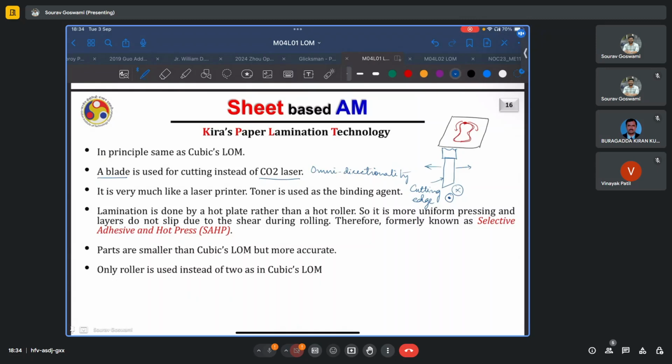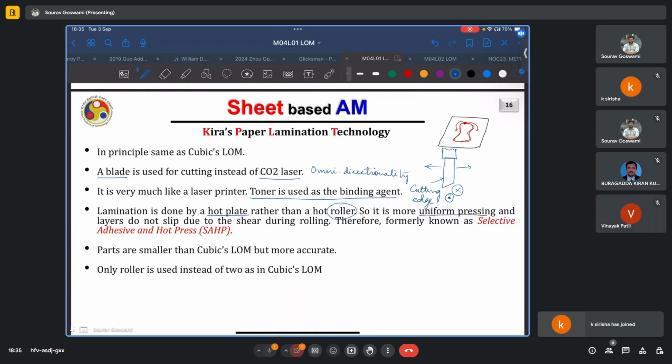The process is very much like a laser printer, and here a toner is used as the binding agent. Lamination again is done by a hot plate. Remember in the previous case of laminated object manufacturing, you had a roller which would roll across the surface from one side to the other. This offers certain advantages. One is that the pressing action itself is more uniform because now you're pressing over an entire area, compared to in the previous case a line by line pressing, and layers do not slip due to the shearing.